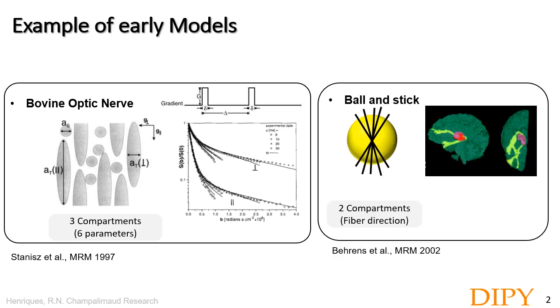Another early model is the ball and stick model. This model can be fitted to a much smaller amount of data, but due to its simplicity, this is basically used for estimating the directional information for probabilistic tractography approaches, rather than microstructure properties per se.